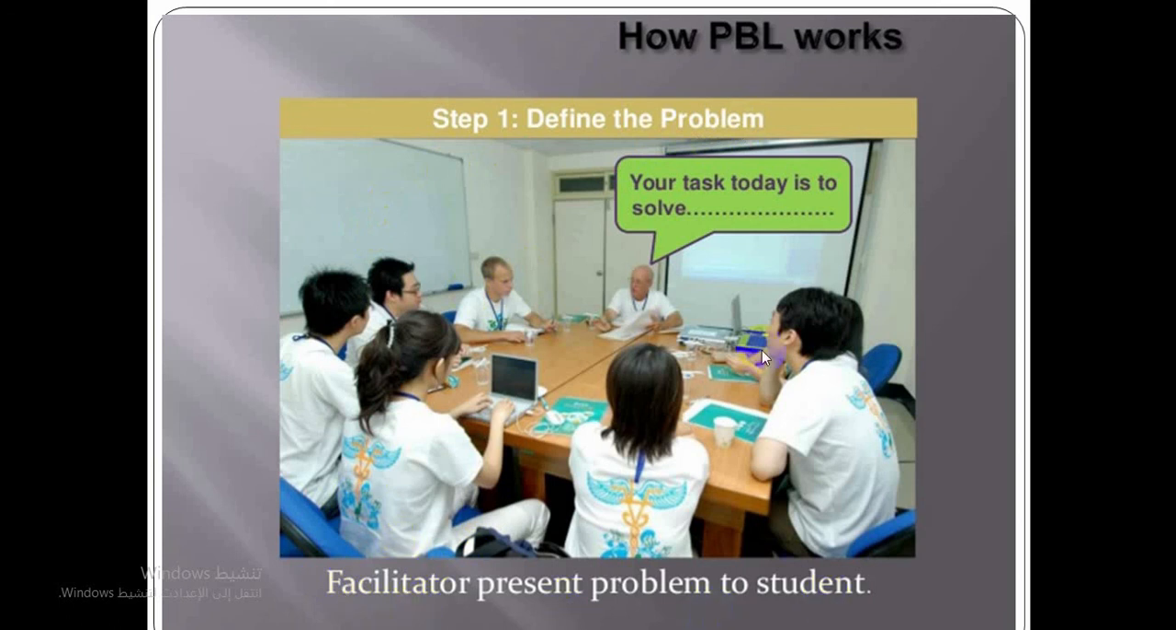For example, as you see in this picture, the teacher says, your task today is to solve this problem. The teacher announces the problem that students want to solve.